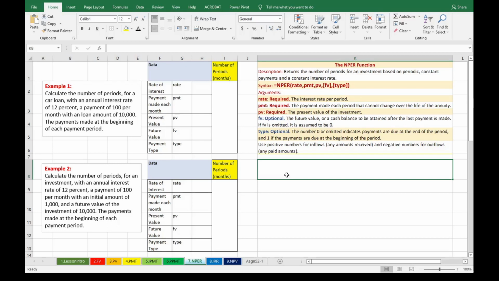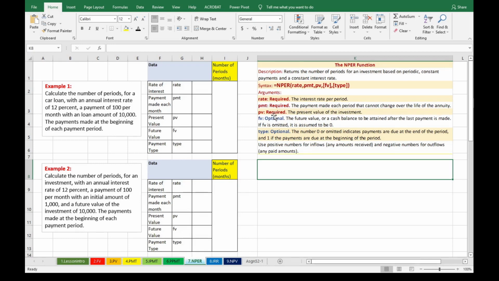Now let's look at the NPER function. This function returns the number of periods for an investment based on periodic constant payments and a constant interest rate. The syntax is NPER. Then rate, PMT, PV are required arguments, FV and type are optional arguments. So the rate is the interest rate per period, PMT is the payment made each period that cannot change over the life of the annuity.